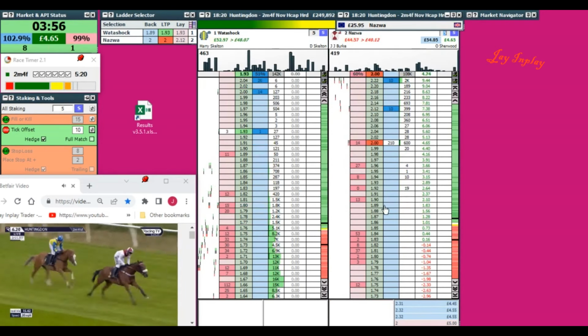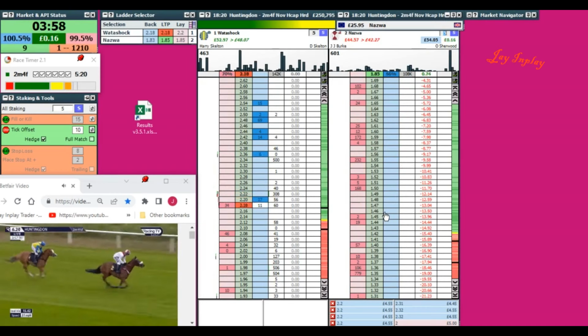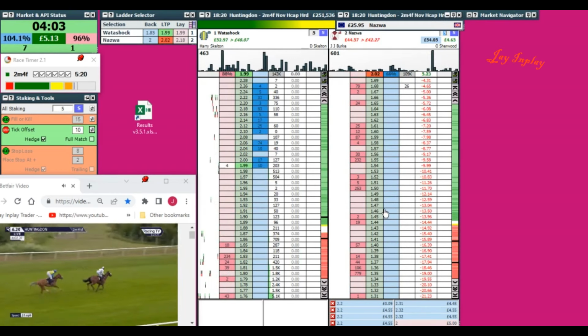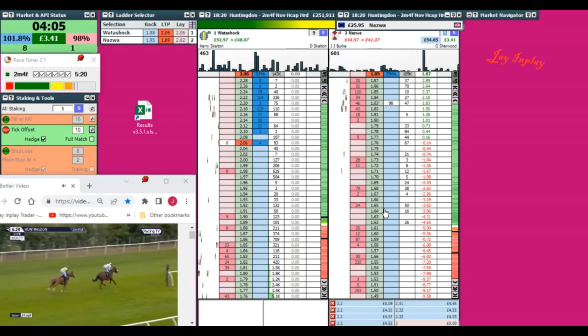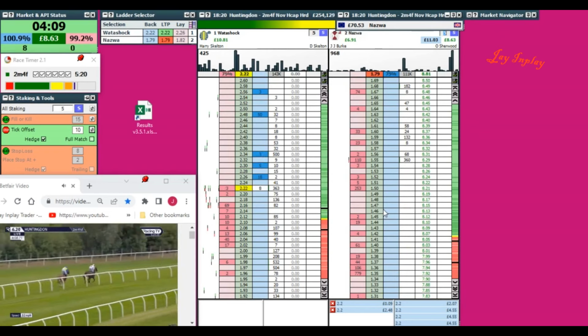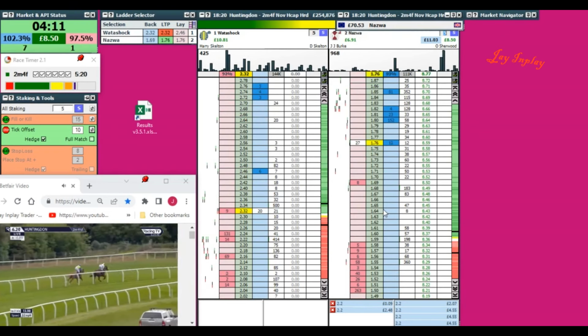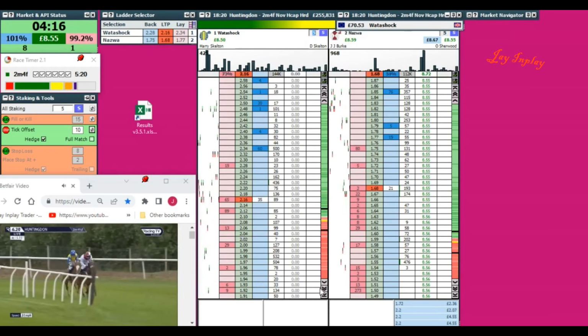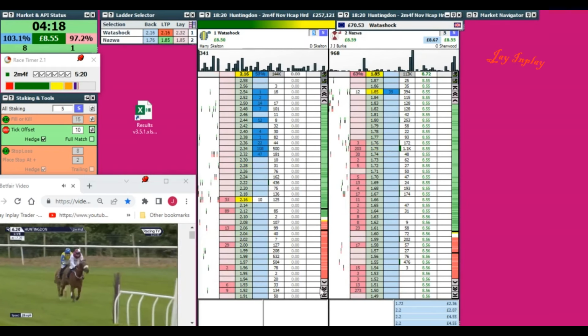So Nazwa has dictated the pace. What a Shock has followed it. Soon, Harry Skelton will have to ask him to try and put his head in front. And the rest continue their run towards the 3rd last. It is still Nazwa with What a Shock. Let's close it off. We don't want to get involved too late. Happy enough at the moment.